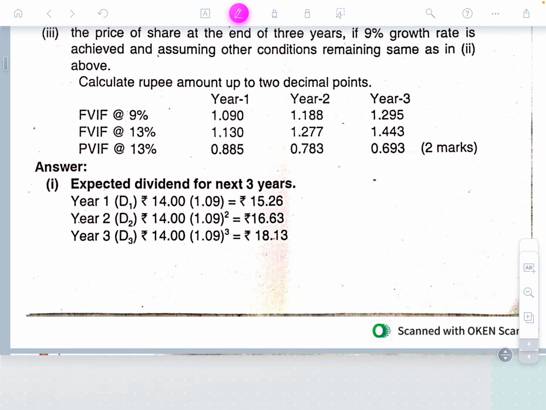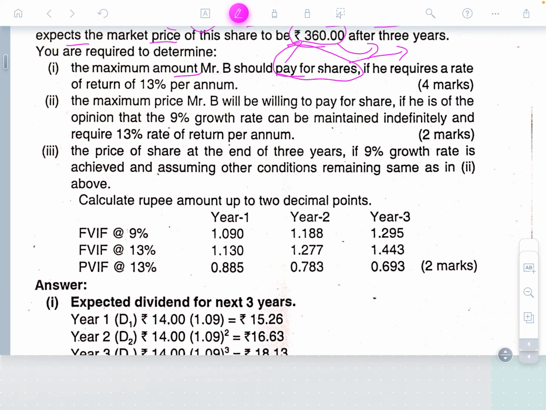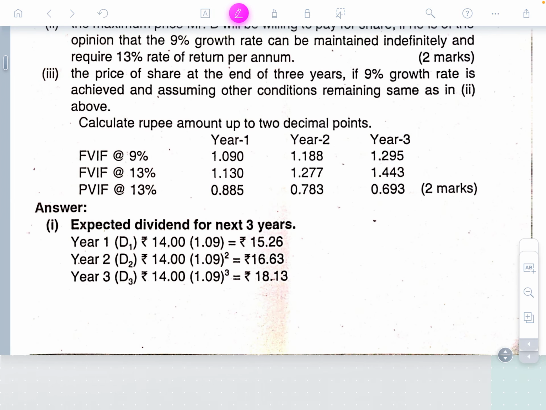First question, you will solve it. So, expected dividend. What is the dividend? 14 rupees dividend per annum. So the present value of 14 rupees: growth is 1.09 for 1 year, 14 rupees times 1.09 squared for 2 years, and 14 rupees times 1.09 cubed for the third year.